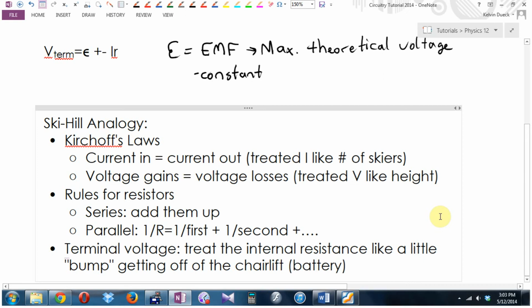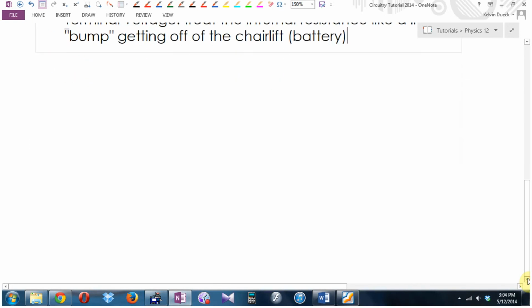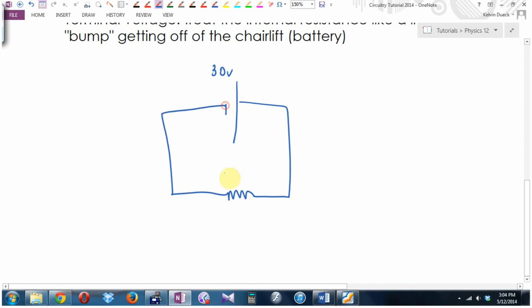I'm going to spend some time talking about terminal voltage because that's what I did at the very, very end, and that seems to be where people misunderstand the most. Okay? So I'm going to draw a simple circuit. Supposing I said this, 30-volt battery, and I put one 15-ohm resistor here. Okay?